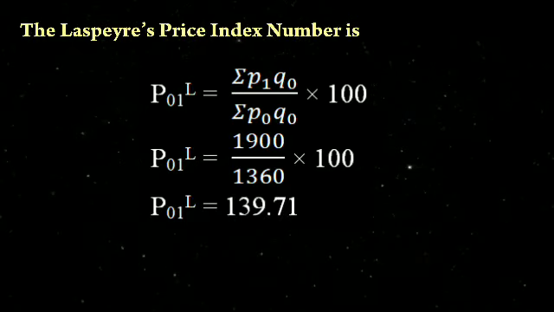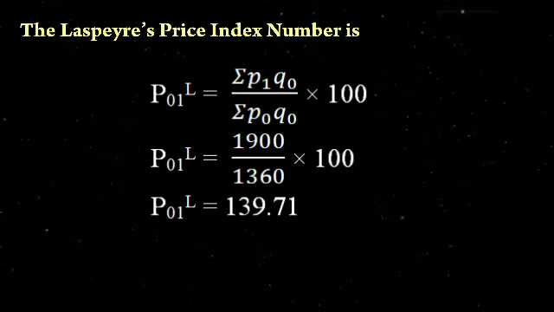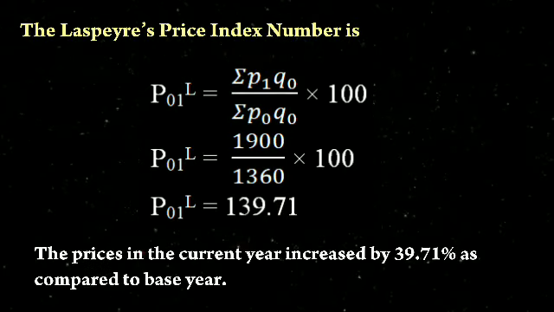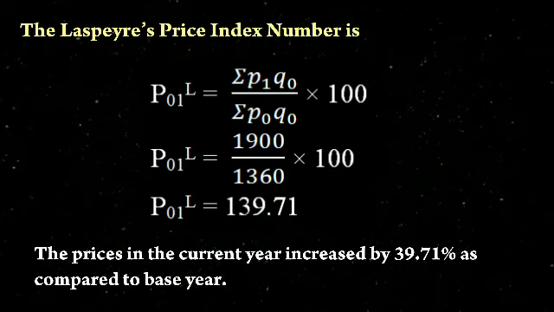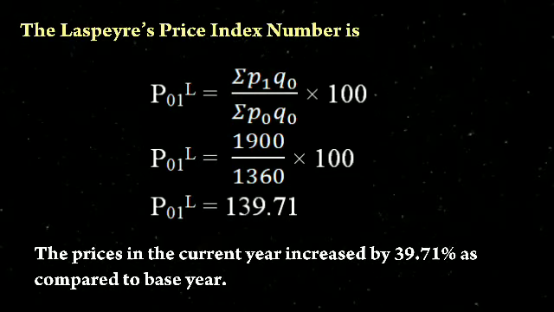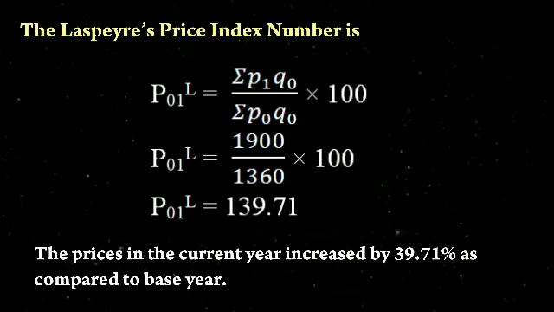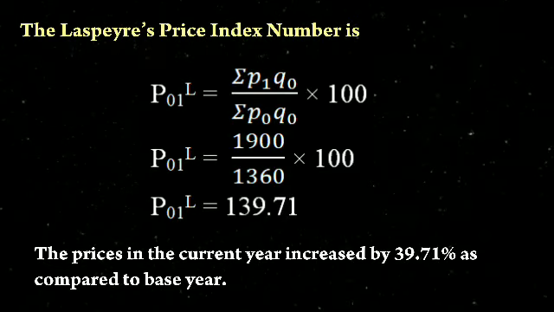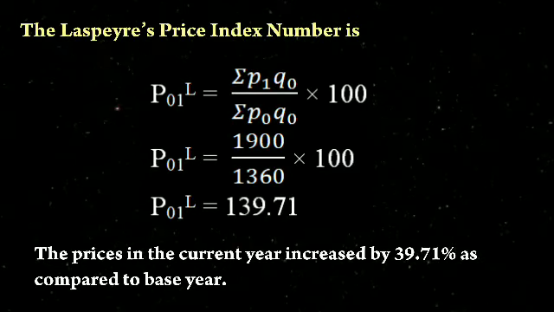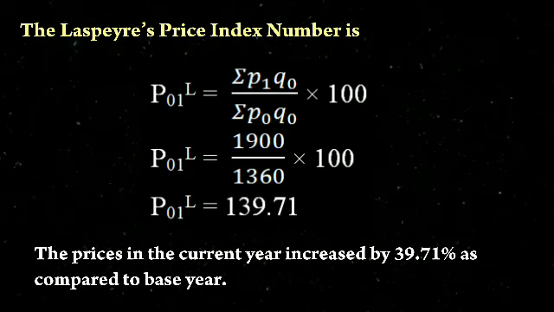You should give conclusions for all the 5 index numbers that you are going to compute. So the first conclusion is, here the constructed index number is more than 100. As I told, 100 is the index for the base year. If you remove 100, the remaining value will be 39.71, right? So what is your conclusion? The prices in the current year increased by 39.71% as compared to the base year.